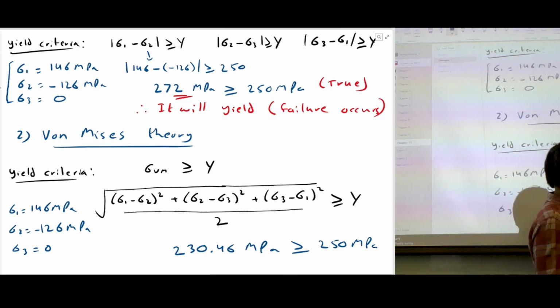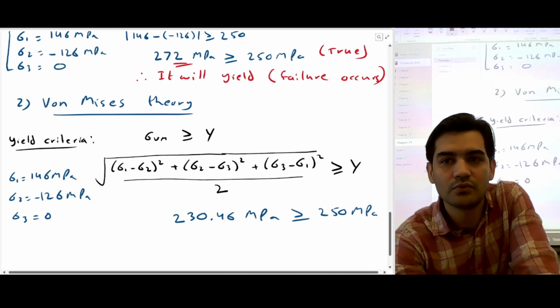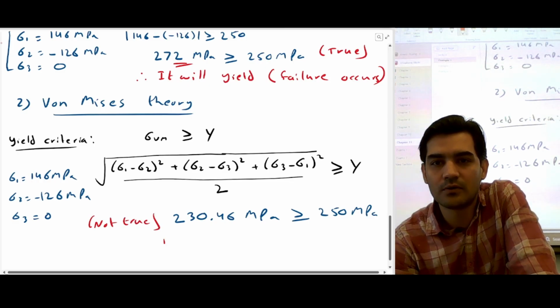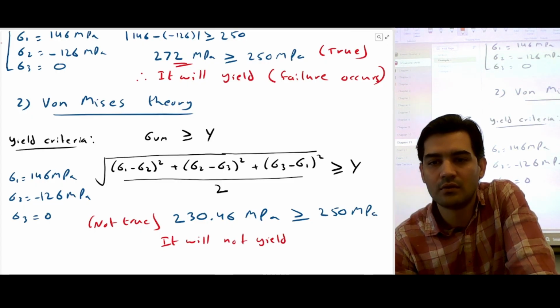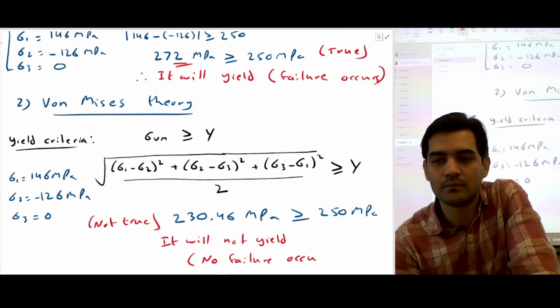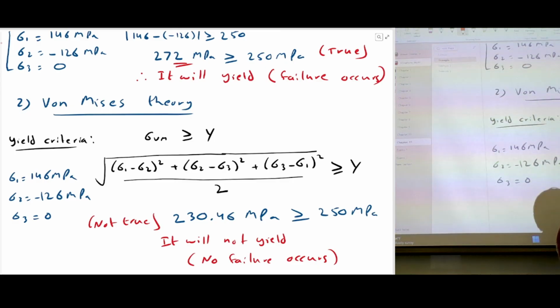So this is our stress state. These are the stresses in our stress element, which are not higher than 250 megapascals. So this is not true. So it will not yield. We will observe no failure. No failure occurs. So that's how we figure out if the material will fail or not fail. And by failure, I mean if it will yield or not yield. And if it's not yielding, then it's safe.